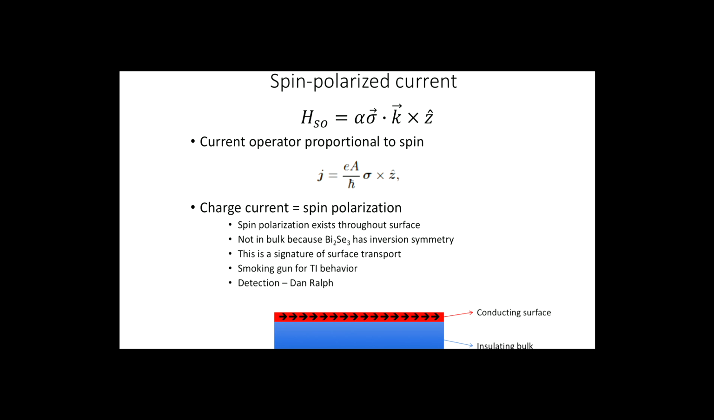So it can't happen in the bulk of the sample because the bulk has inversion symmetry. So if you do see a spin polarization, it will be there purely because of these surface states, and it will be a signature of surface transport and a smoking gun for this topological insulator Rashba type behavior. This has actually been detected. I was looking for it, it's a famous Nature Physics paper by Dan Ralph, published about 2 or 3 years ago. I forgot to put in the reference, so I'll have to dig that up when I go back.